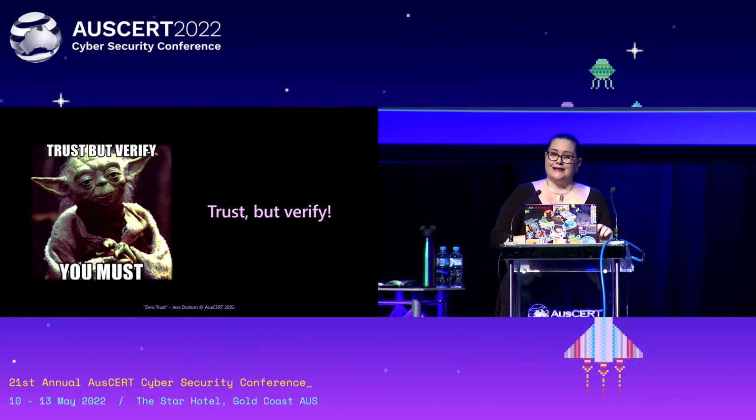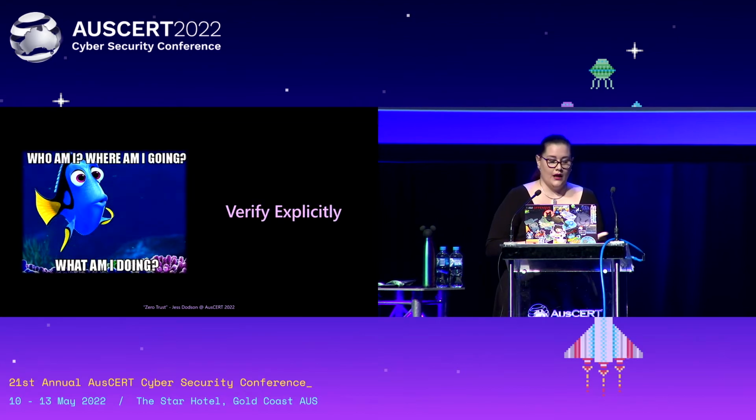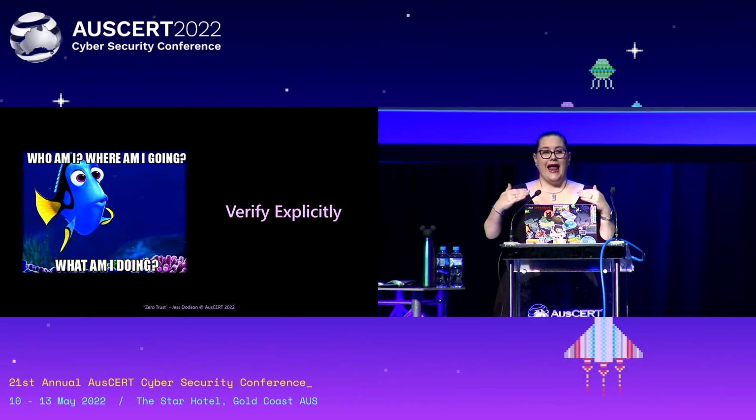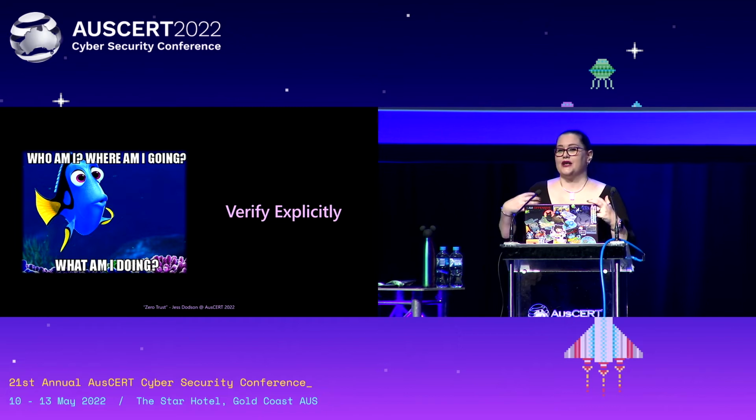So if we're doing trust but verify, how do we go about doing that with the Zero Trust trilogy, as I call it? First up, verify explicitly. Nice and short, but what does it mean? Every person, every user, every authentication request, every device, every application, every request for data, everything needs to prove they are who they say they are. We need to verify all of the things. We don't just trust that they are who they say they are.